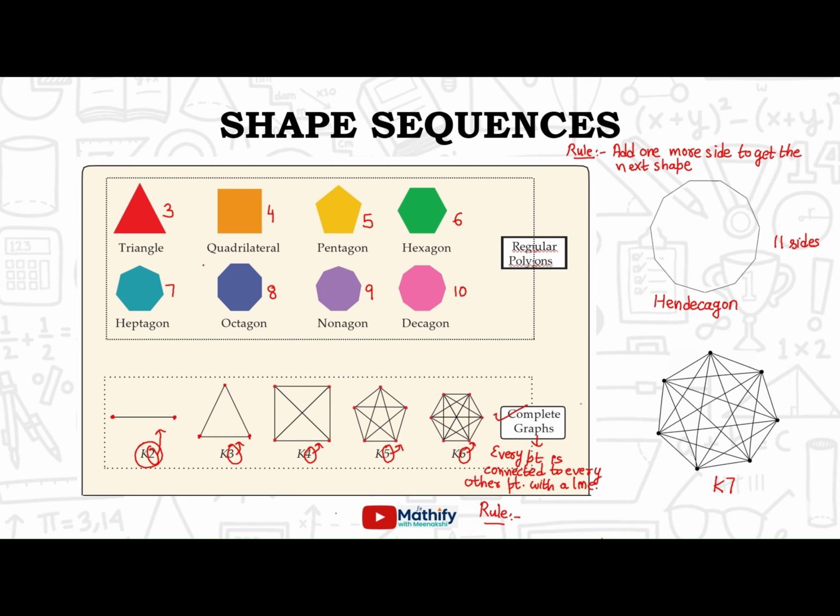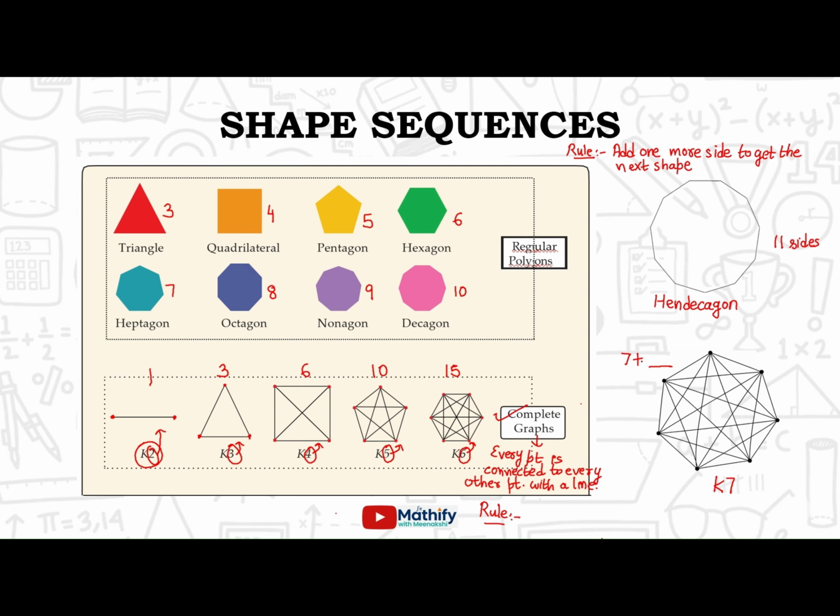Here we are just counting the lines. In K2 we have one line. Then in K3 we have three lines. Then we have four sides and two diagonals, that means 6. Then 10, 5 sides and 5 lines, then 6 sides and 9 lines, that is 15, and then next 7 sides plus how many lines? Now it's very difficult. How will we count the number of lines? Is there any formula to count the number of lines?